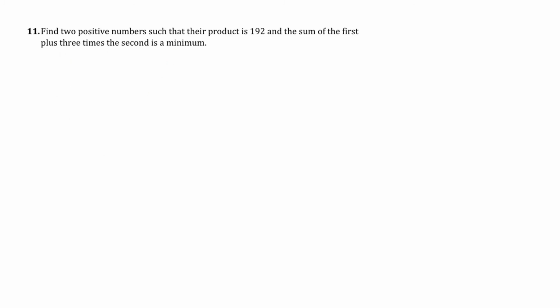All right, so for our first optimization problem, we are finding 2 positive numbers such that their product is 192 and the sum of the first plus 3 times the second is a minimum. So the first part is a constraint. We have 2 positive numbers such that their product is 192. So x times y is equal to 192. And then the sum of the first plus 3 times the second is a minimum.